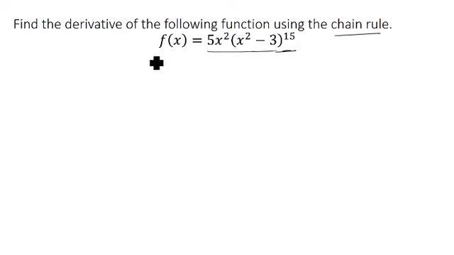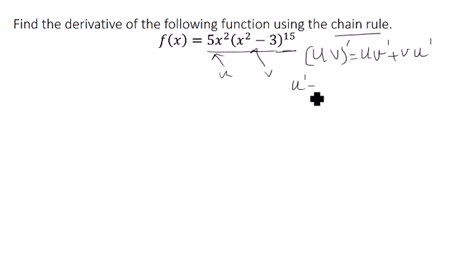So in this case, the product rule, let's just write the product rule here. So that's going to be (uv)' equals u times v prime plus v times u prime. So this is u and that is v. The v is the whole thing, (x squared minus 3) to the power 15. So u prime is going to be 10x, because it's a 5x squared and the derivative of 5x squared is 10x. The v prime is where the chain rule is applied.